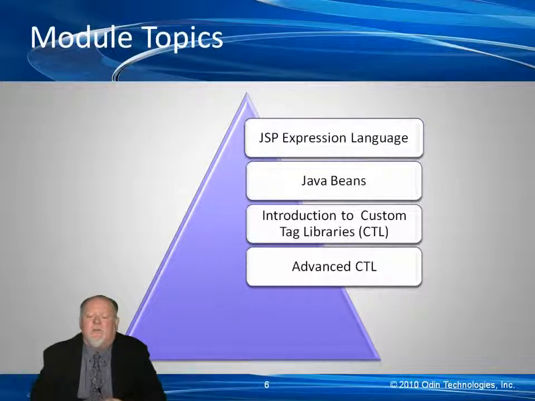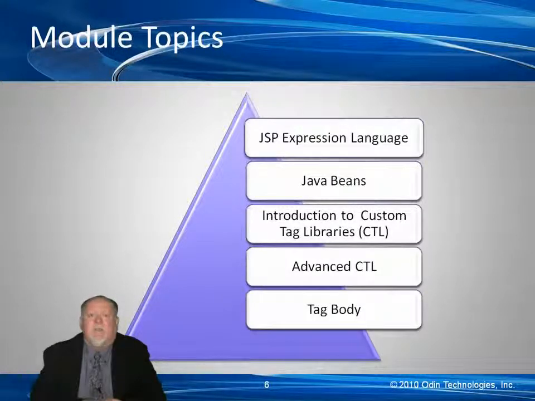We need to take a look at advanced custom tag libraries. Our first pass, the introduction to custom tag libraries, is to get a handle on what custom tag libraries are about. What do they look like? What's their structure? But there are more nuanced features that we will discuss in the advanced CTL session. And lastly, we want to look at a tag body. Is there a way of trying to hide the code as much as possible from the developer who's handling the presentation layer? So those are the pieces that we're going to look at in this course.